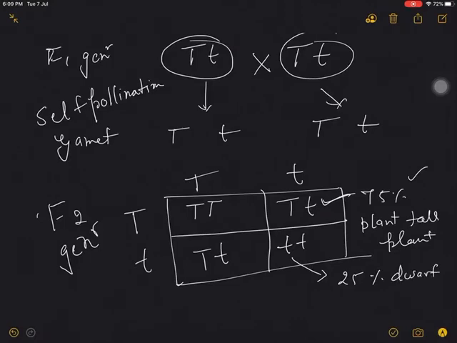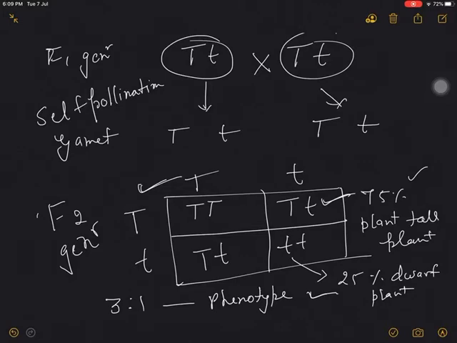So what is the ratio of the tall plant and dwarf plant? That is 3:1, known as phenotypic ratio. So the character that appears in F2 generation is known as phenotypic ratio, but this is due to the genetic constituent of the plant, that is 1:2:1 genotypic ratio. So this is called genotypic ratio.